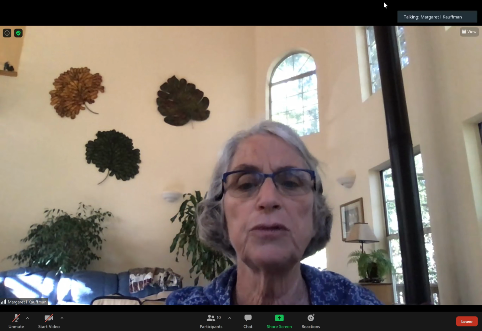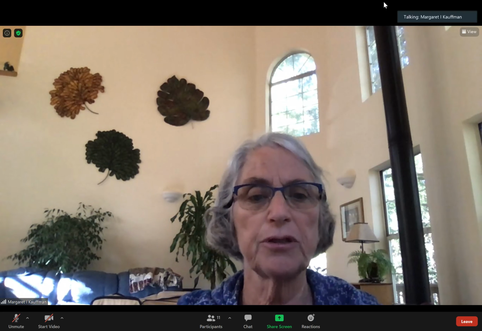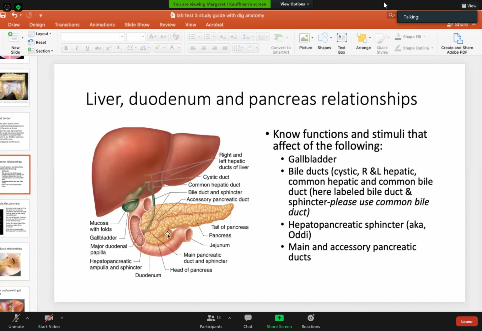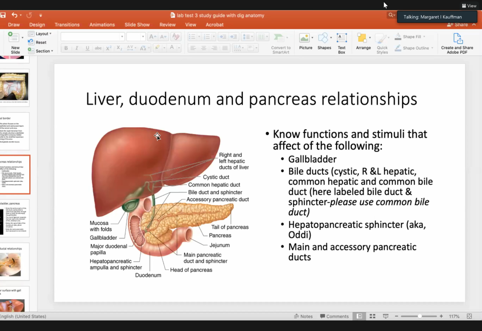Okay, guys, so for lab today, we're going to finish up all but the last slide for the study guide. So I thought I'd share that. And as we did last time, I pointed some of these models out, but I didn't really talk about what's going on with the liver and the pancreas.